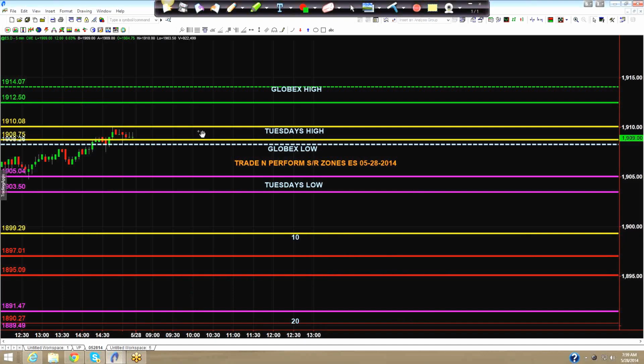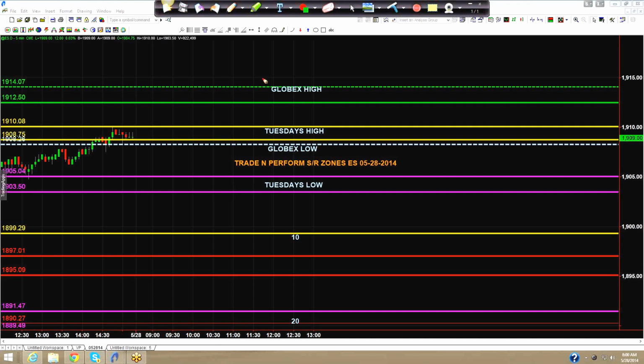Okay, 1908.25. So in essence, let's see where Globex low ends up. We're going to leave this alone for a little bit. Let's see if they'll roll it down to 1905 prior to the open, which would be great. So something of interest here.